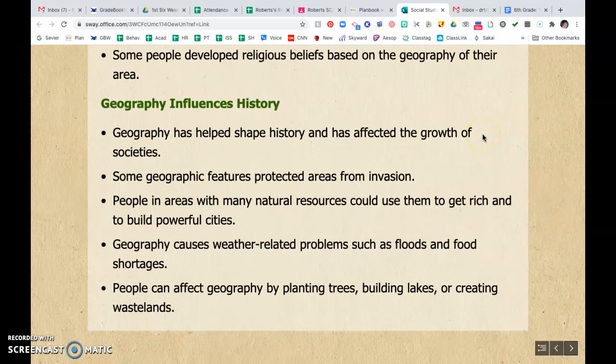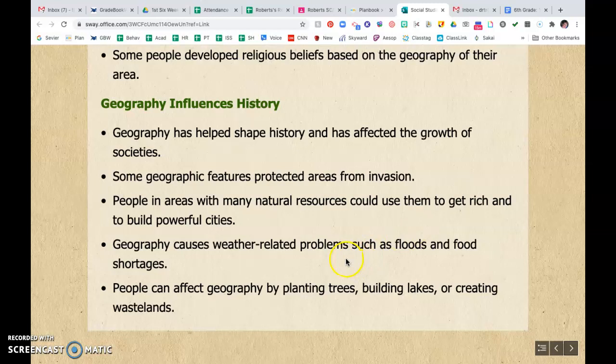Geography has helped shape history. It has affected the growth of societies. If you live in an area that makes it hard for other people to get in and invade and take over, then that's a very good place to be in because you're protected. People in areas with many natural resources could actually use those resources to get rich, to make money, and thereby build powerful cities, such as ancient Greece.